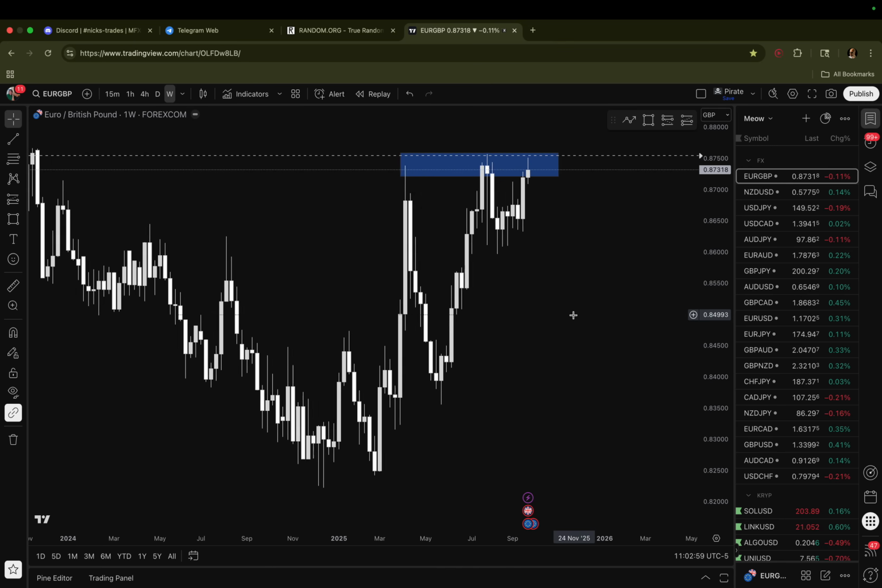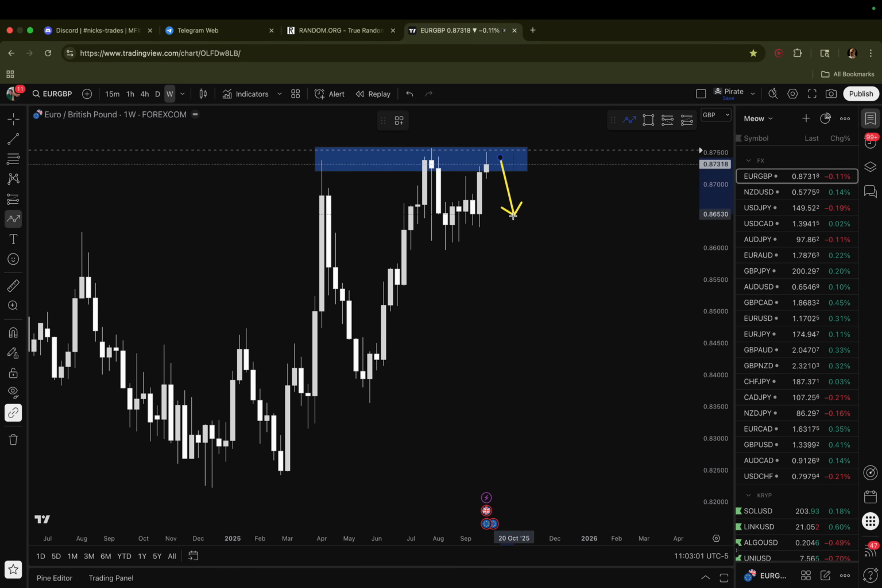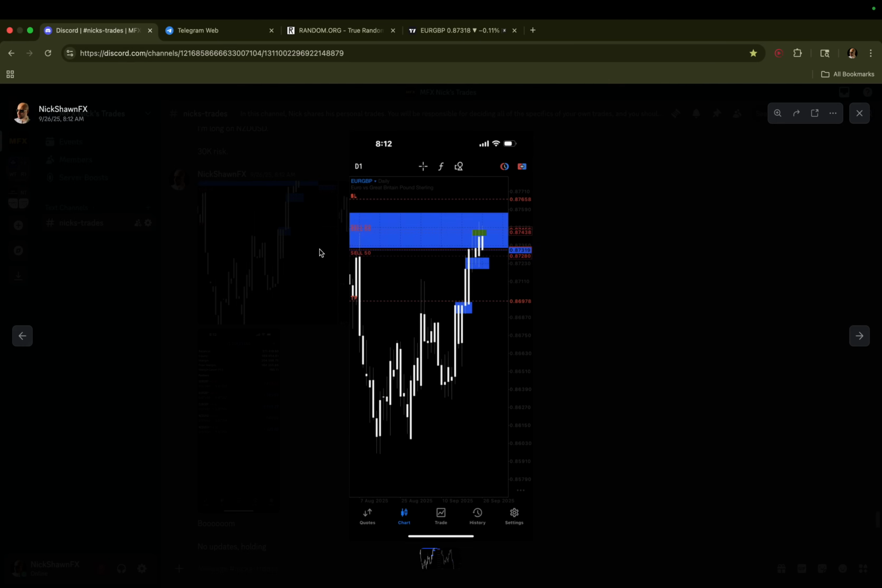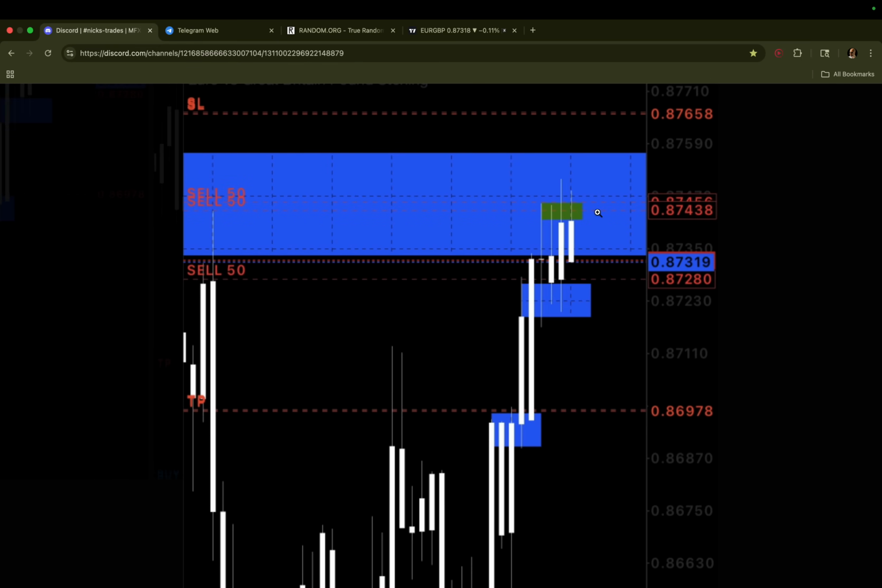Euro GBP. What did I do? I've sold at resistance, okay? And again, these are actual trades that I'm in literally right now. This is Euro GBP right now. You can see I sold at resistance. I sold right here in the zone when it hit and started bouncing. When we got a better entry and price came up to the zone, I sold again with a tight stop loss just above the zone.